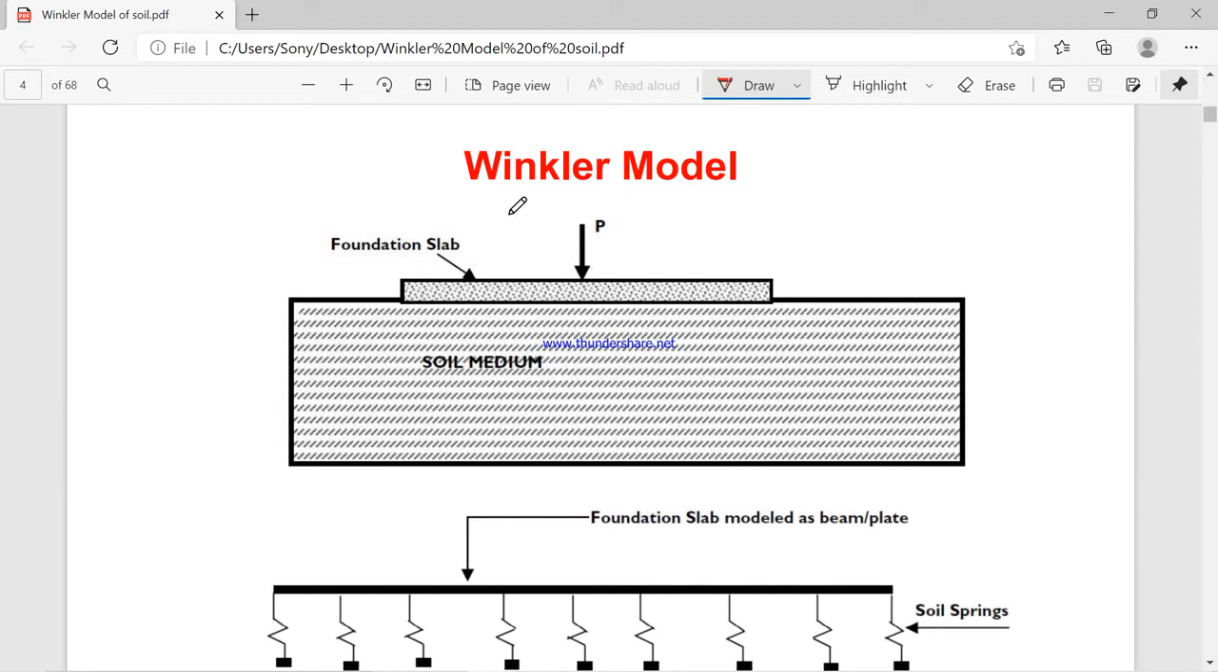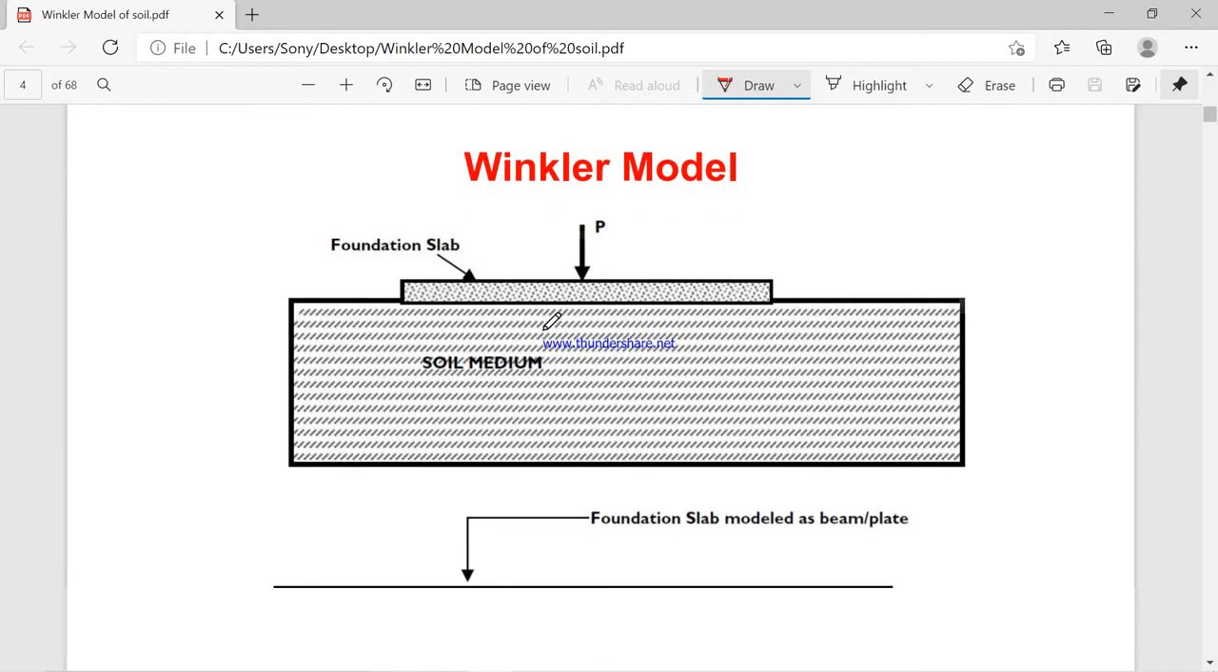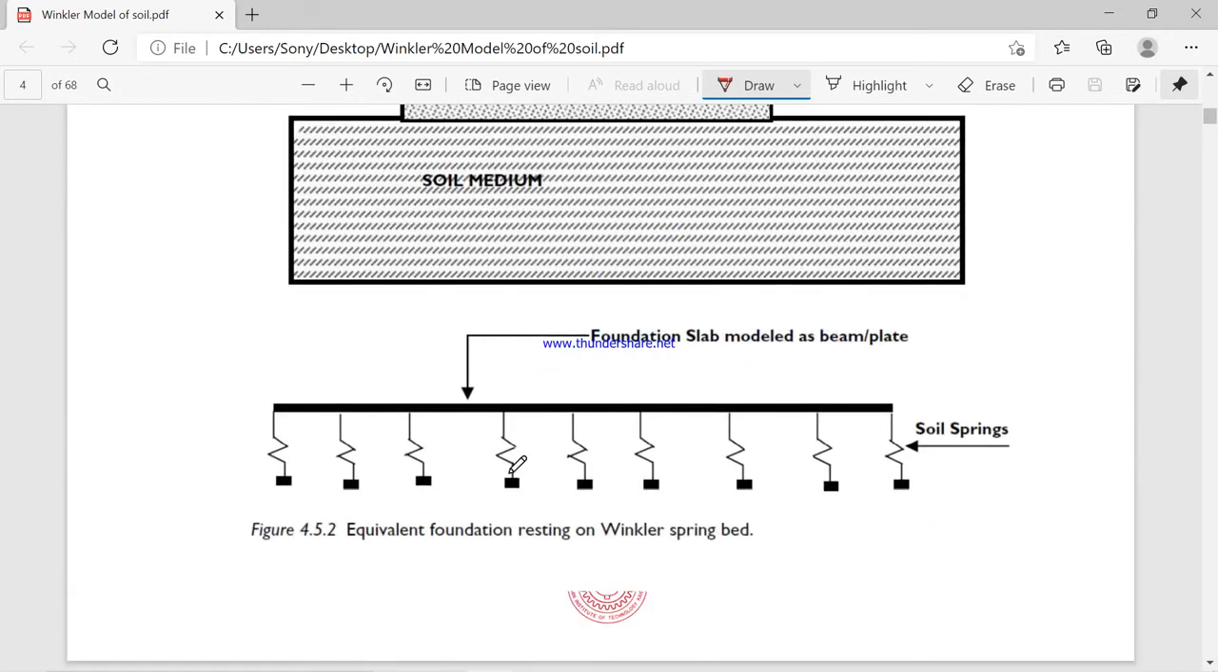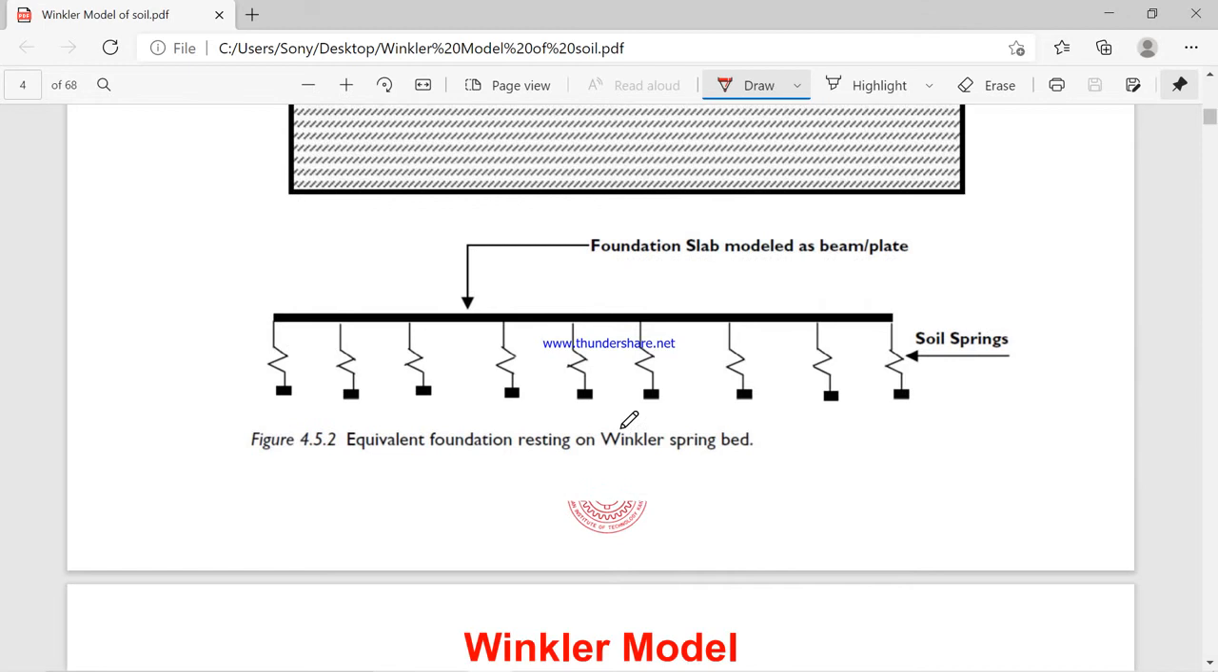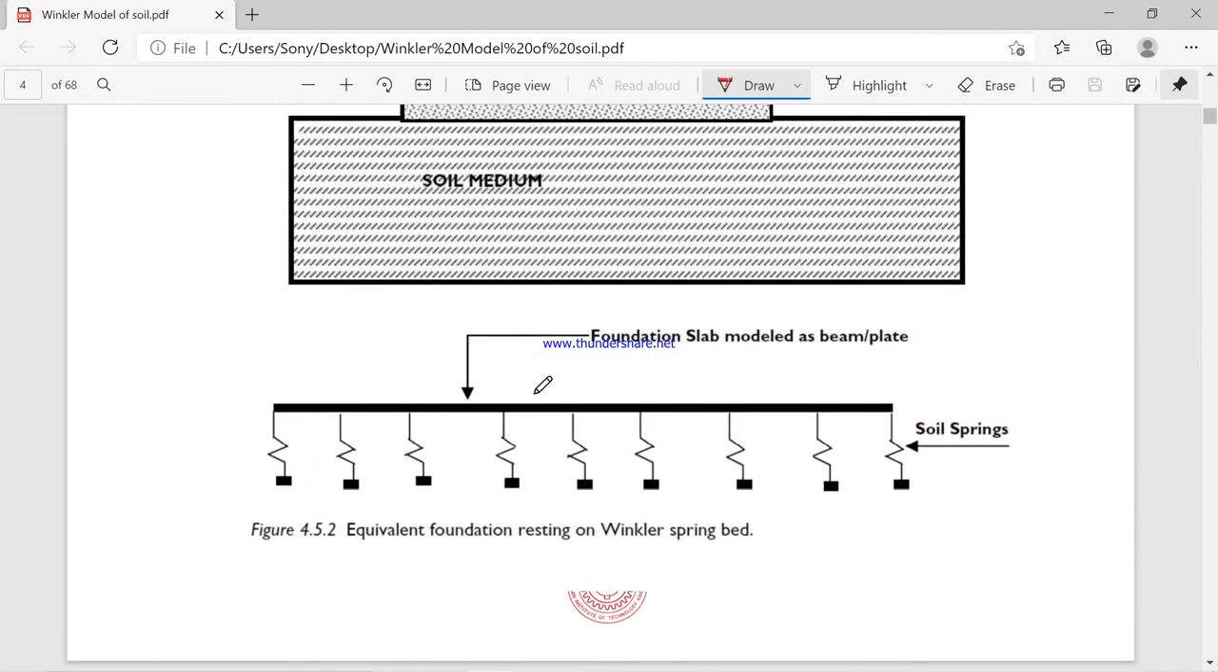So this is the Winkler model. This is a soil medium and the foundation slab is there, and the external load in the form of P, that is a column load or foundation load, is acting on the soil medium. He has done the mathematical modeling, with the foundation slab modeled as a beam or plate and the soil considered as a soil spring. So this is a typical model of Winkler.